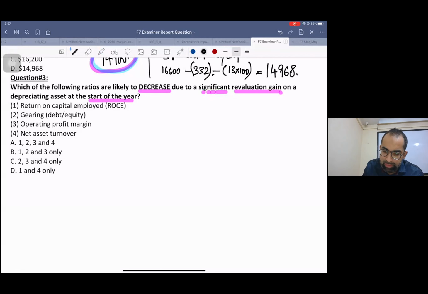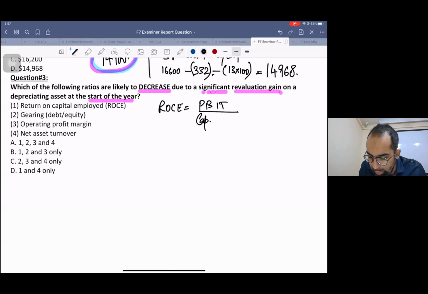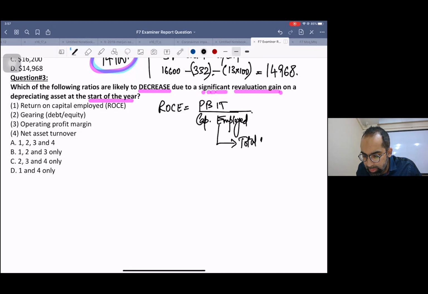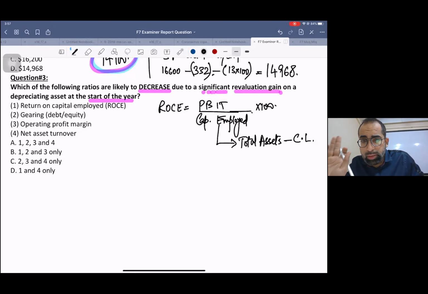The ratio analysis itself is an interesting topic. Let me write the formula. ROCE is return on capital employed, which is PBIT divided by capital employed. And you know, capital employed is basically total assets less current liabilities, one formula. And there is one more formula of capital employed, that is shareholder equity plus long-term or non-current liabilities. That's also fine.